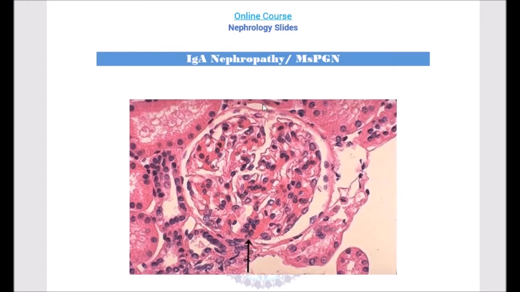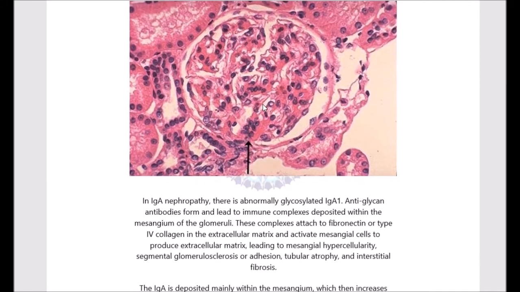Yes, my dear doctor, let's see in this slide what is shown here. In IgA nephropathy, there is an abnormality of glycosylated IgA1, and anti-glycan antibodies form and lead to immune complexes deposited within the mesangium of the glomeruli. So, the mesangial deposition. These complexes attach to fibronectin or type 4 collagen in the extracellular matrix and activate the mesangial cells to produce the extracellular matrix, leading to mesangial hypercellularity.